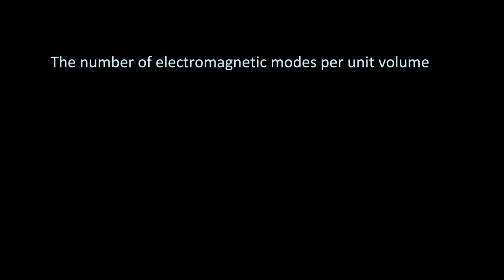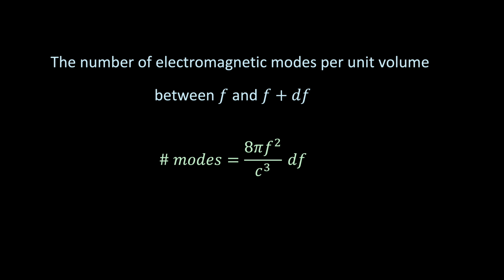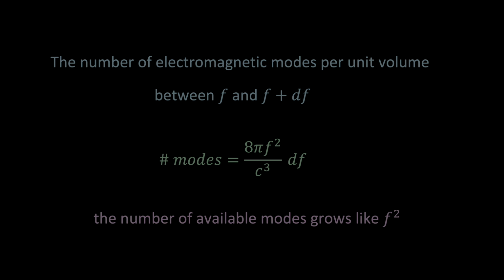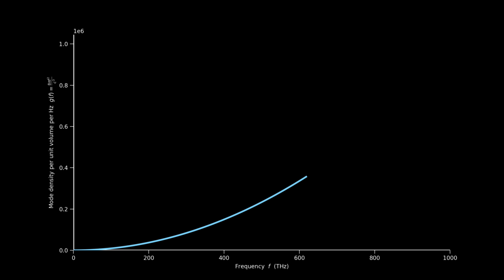And if you do the calculation, you find that the number of electromagnetic modes per unit volume in a small frequency range between f and f plus df is given by the following expression. Now, don't worry too much about where this comes from. For those interested, I've made another video looking at that. But for our purposes, the crucial feature is the dependence on frequency. The number of available modes grows like f squared. In other words, the higher the frequency, the more and more independent standing wave patterns there are that exist. On its own, this might not sound like a problem.